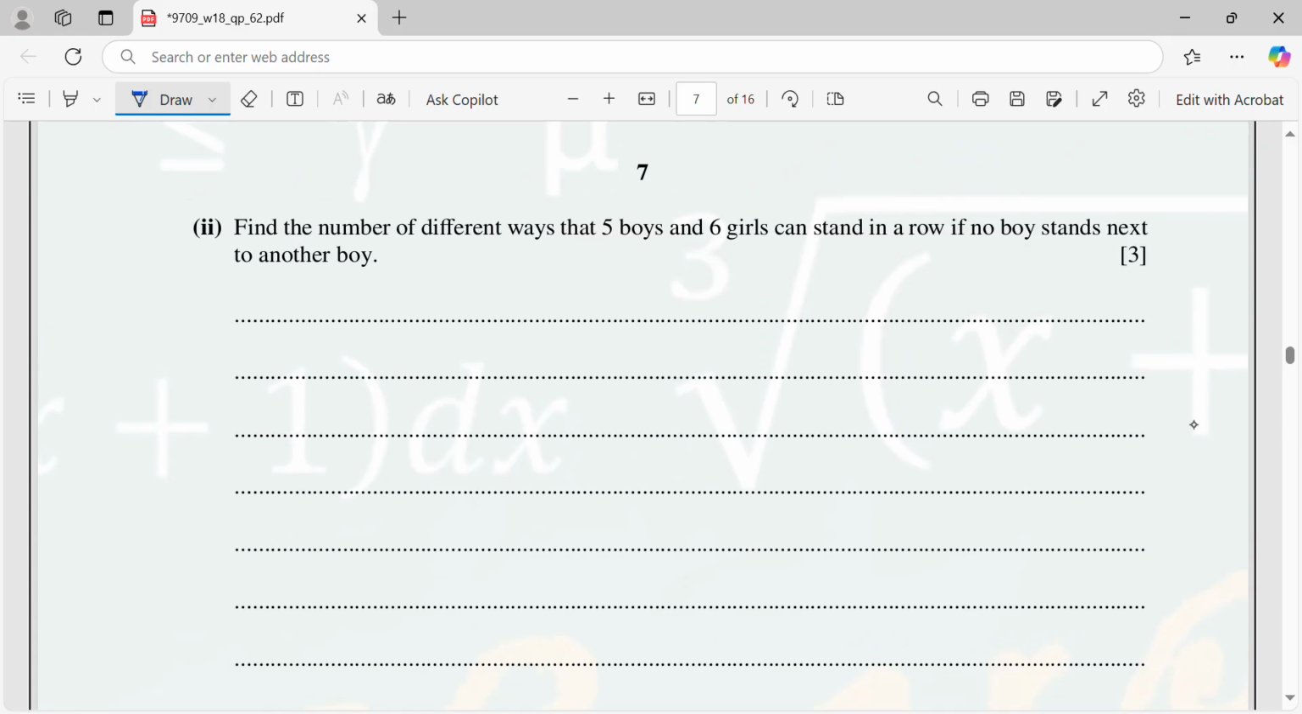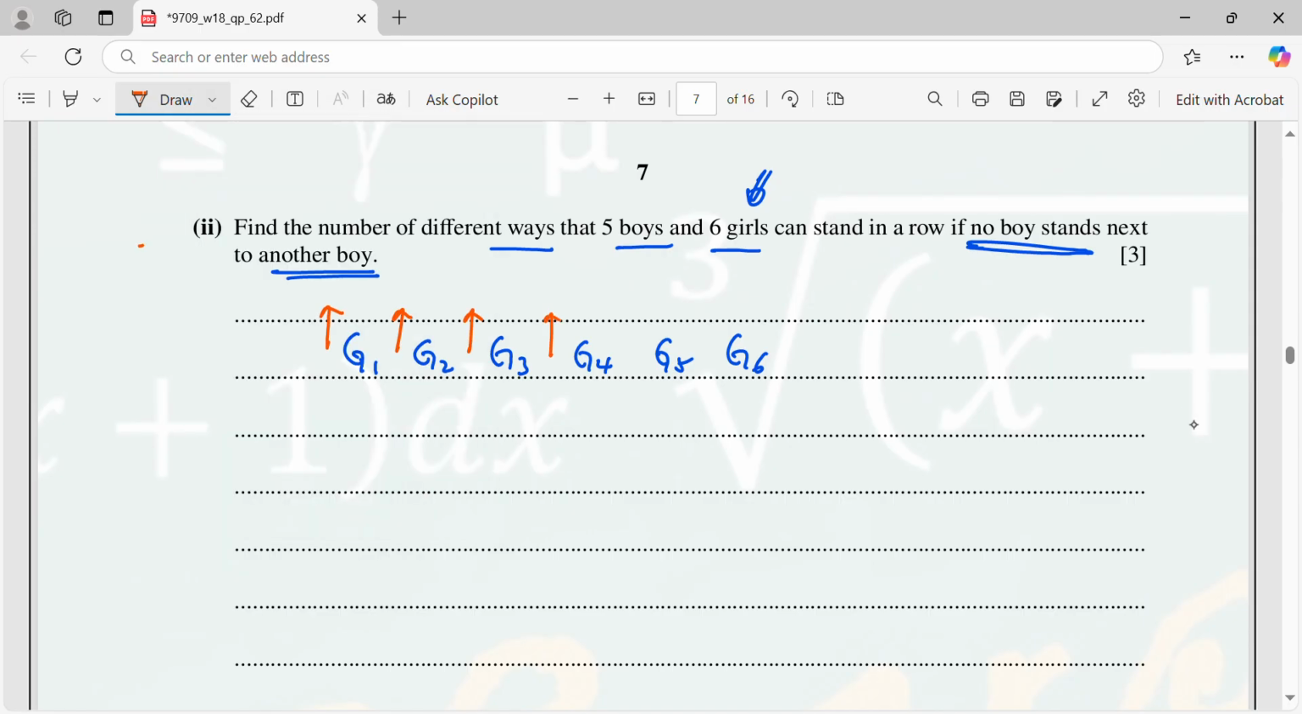Okay, next part 2. Find the number of different ways that 5 boys and 6 girls can stand in a row if no boys stand next to another boy. Means that the boys cannot be together, right? Cannot be next to each other. So that means now I will arrange the girls first. So I will have girl 1, girl 2, girl 3, girl 4, girl 5, and girl 6. Alright, so then all my boys will be in any of these arrows, so that you will make sure that no boys are standing next to each other, right? So next to another boy.